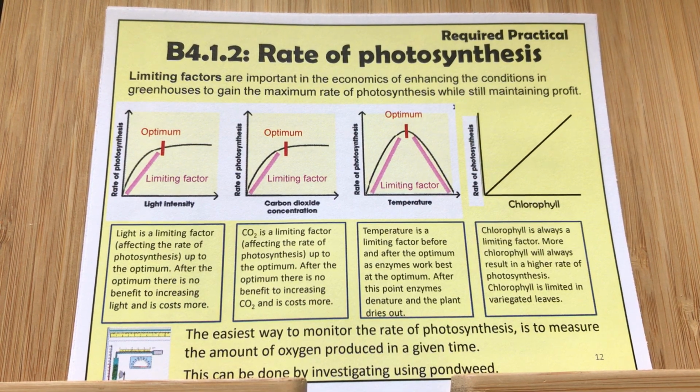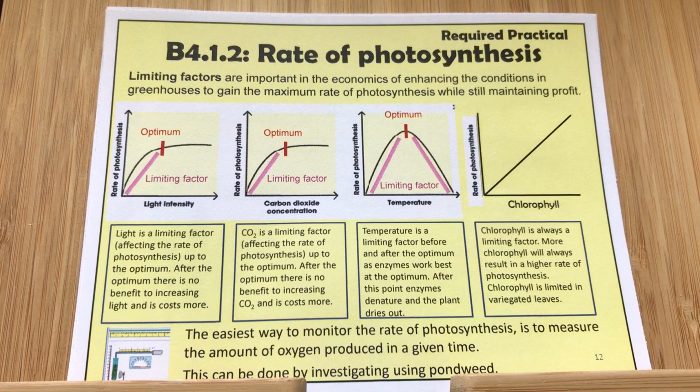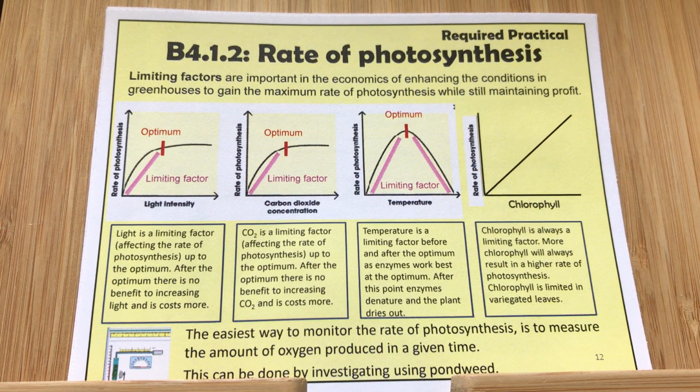The orange bar represents where light intensity is a limiting factor. Once we reach the optimum point where we've got the best rate of photosynthesis, it would be silly increasing the light intensity. As a farmer, that would cost more money to increase the light intensity and for no profit, because the rate of photosynthesis does not increase. So that's why it's useful for a farmer, okay?